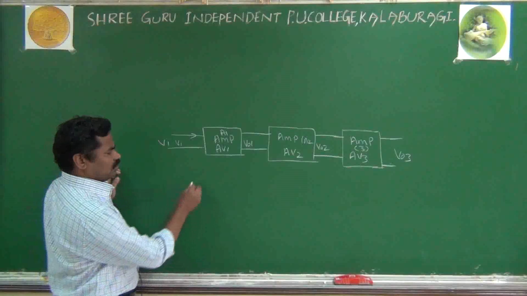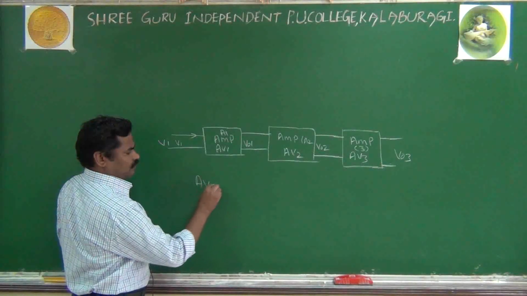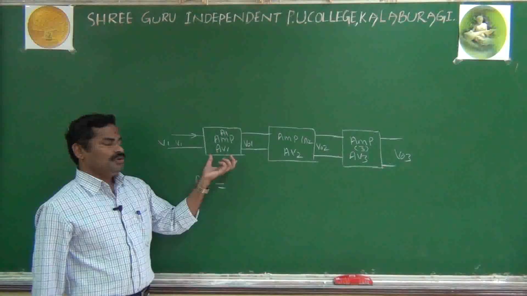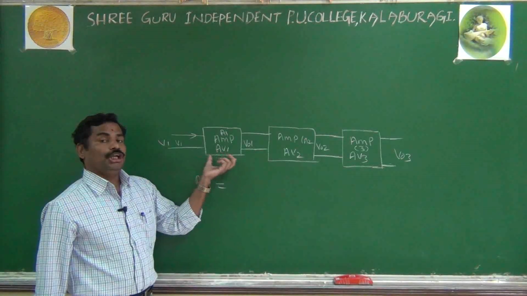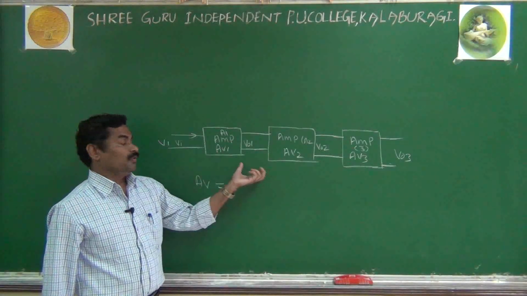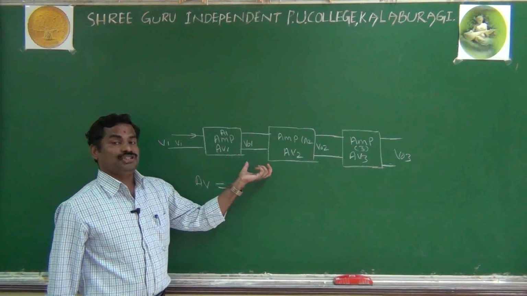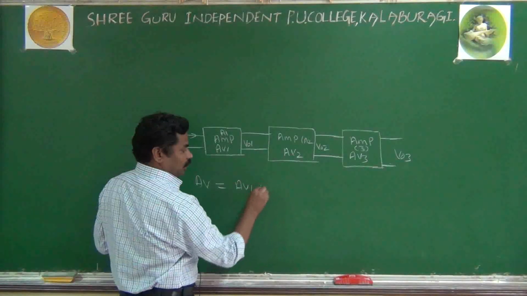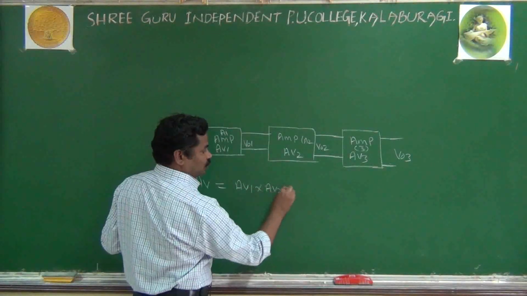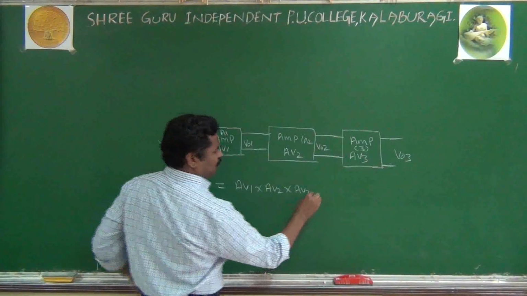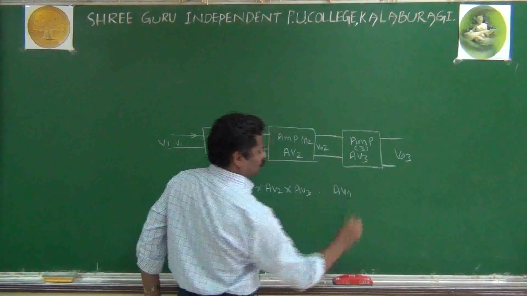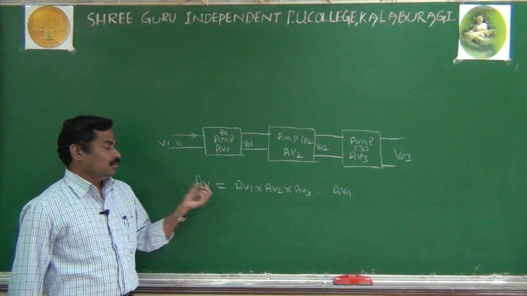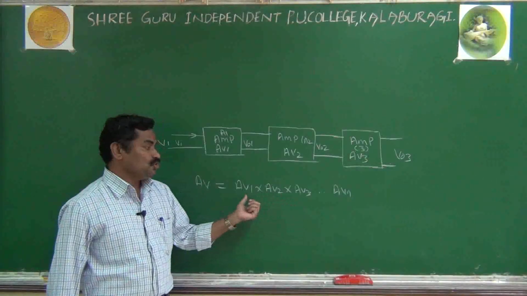If you want to find the voltage gain AV, as we studied already, the voltage gain is nothing but the product of the individual stage gains. For example, you can write AV1 into AV2 into AV3, and so on, giving AV. It means the overall voltage gain is the product of the individual stage gains.